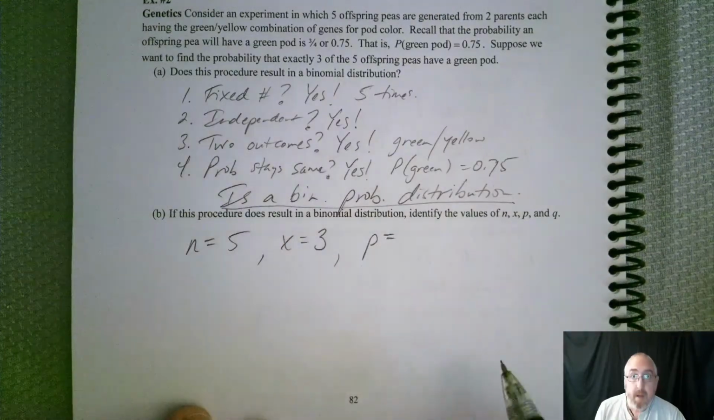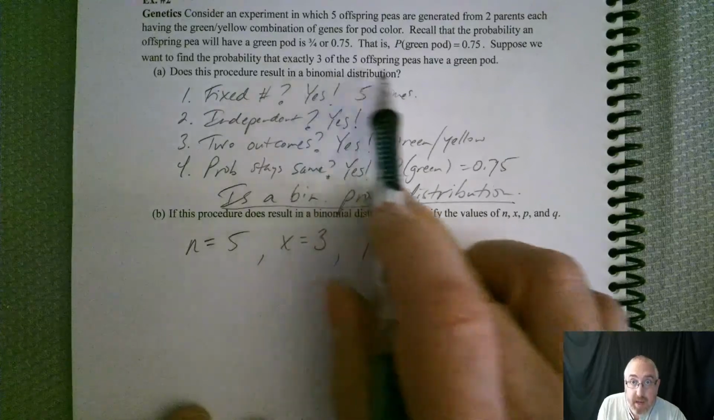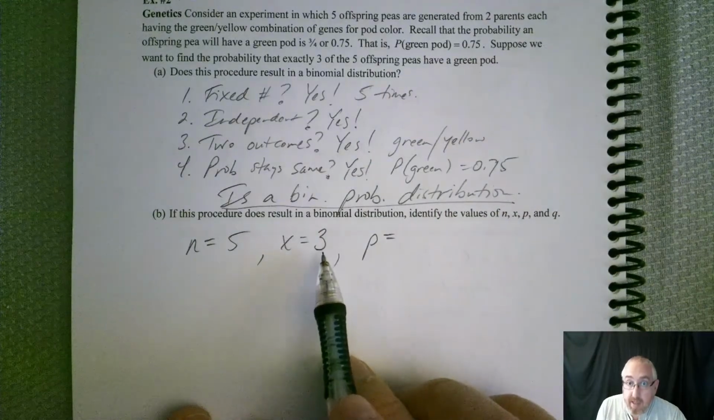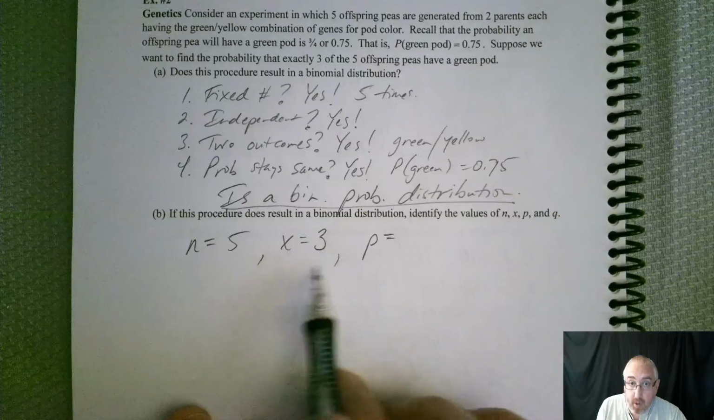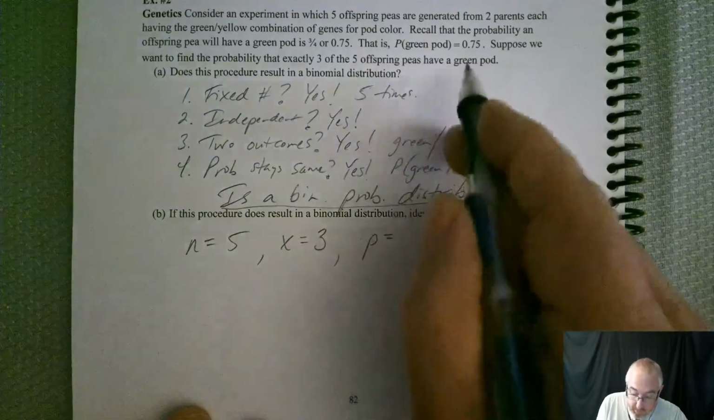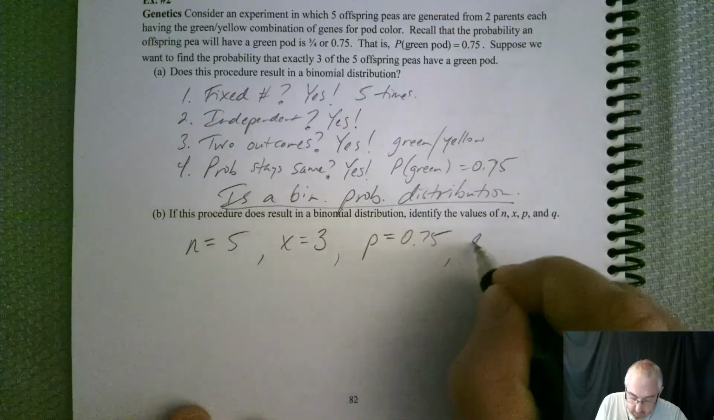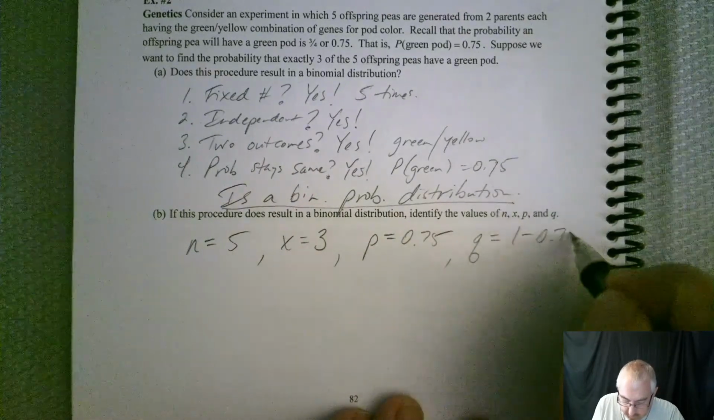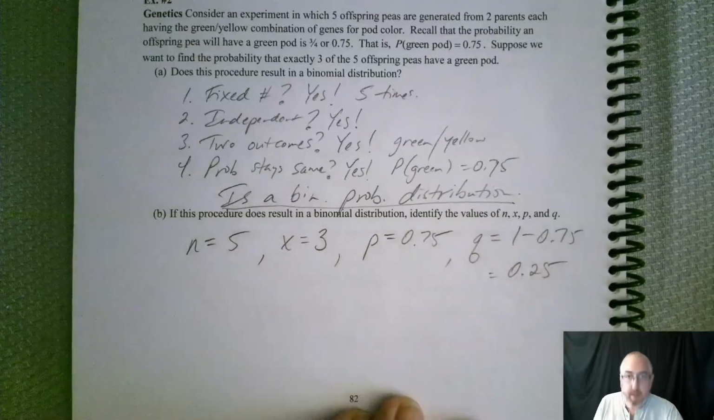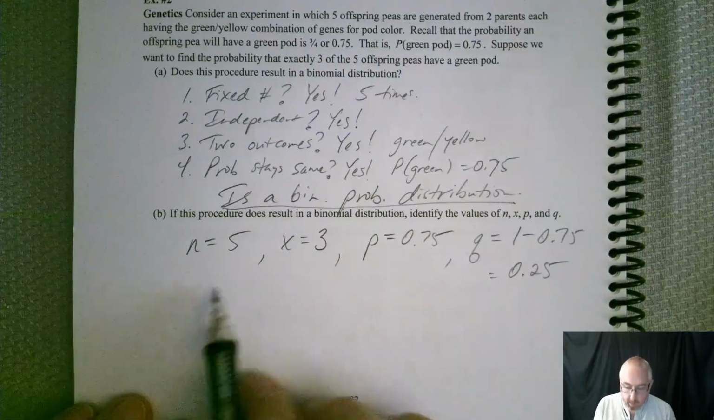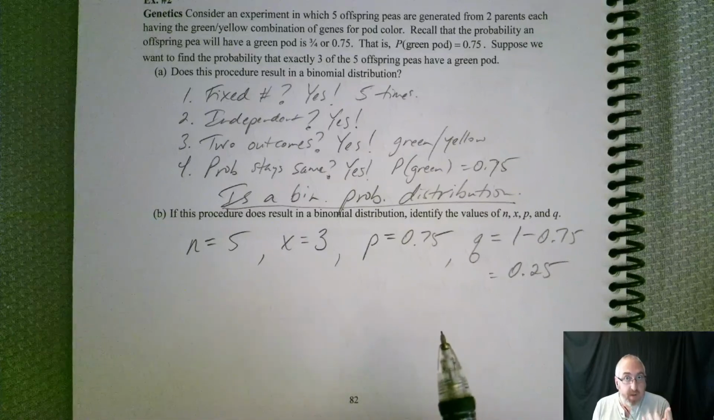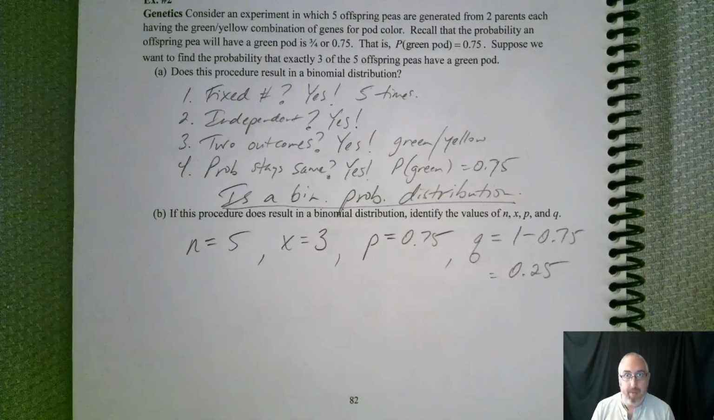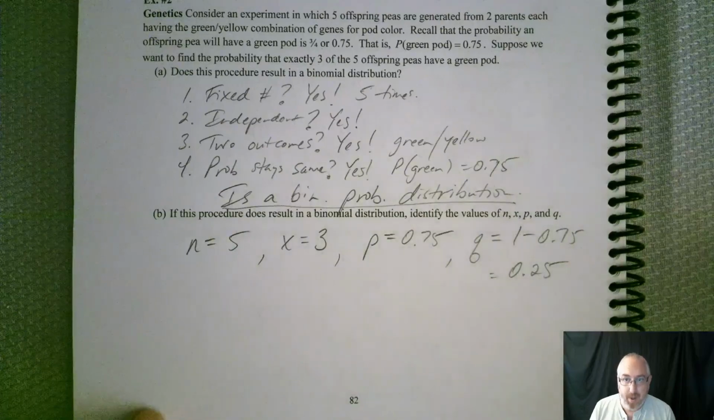P. Now, again, they want to know exactly 3 have a green pod. So if x is 3 green pods, p needs to match that. So those two, remember, are always linked. So the probability of a green pod, we already know, was 0.75. And so q must be, remember, always 1 minus p, so 1 minus 0.75, which is 0.25. And there we have it. So we have all 4 of those variables. Being able to identify those 4 variables is going to be very important for the next steps, which is actually finding the probabilities. So we're going to see that in the next video. So see you in a minute.